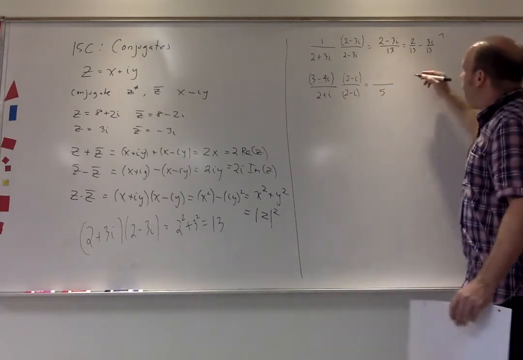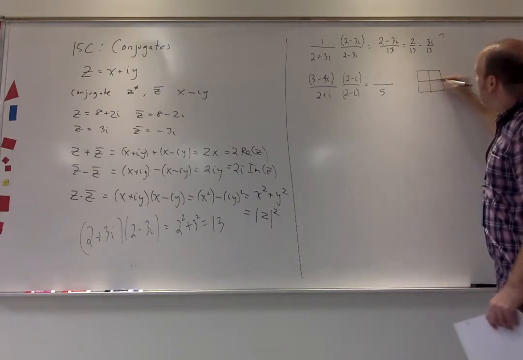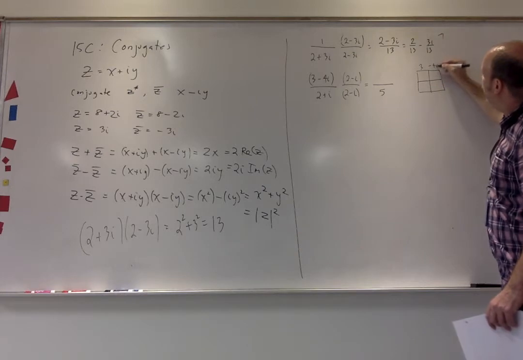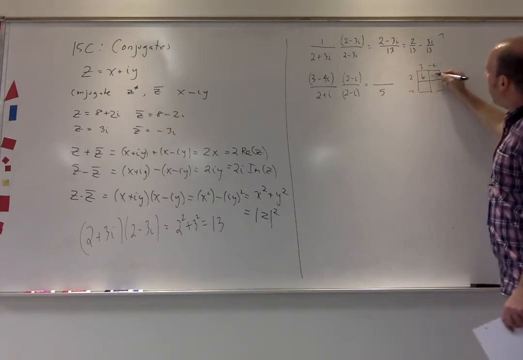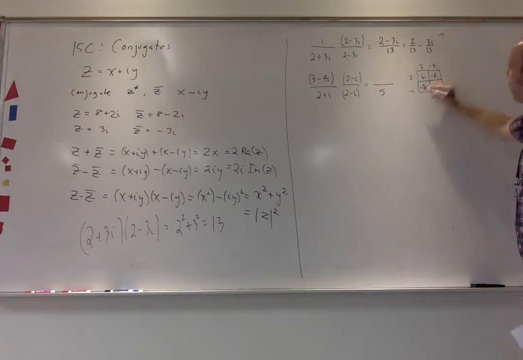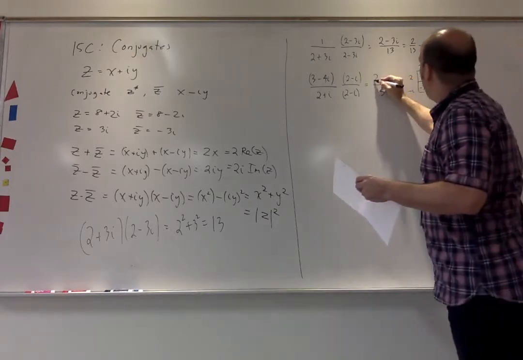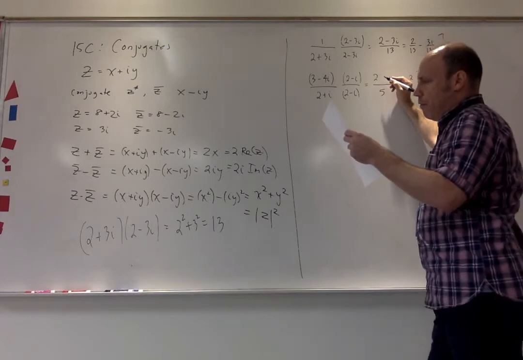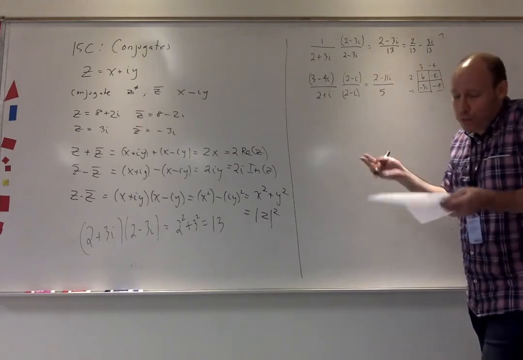You could do a box on the side. So I have 3 minus 4i times 2 minus i: 6, negative 8i, negative 3i, and 4 times 1 is 4, but negative times negative is positive, and i times i is negative 1, so negative 4. Final answer: 2 minus 11i. And you can split it up if you want.